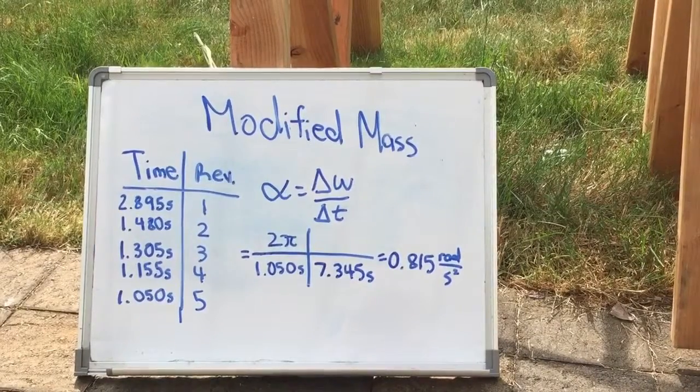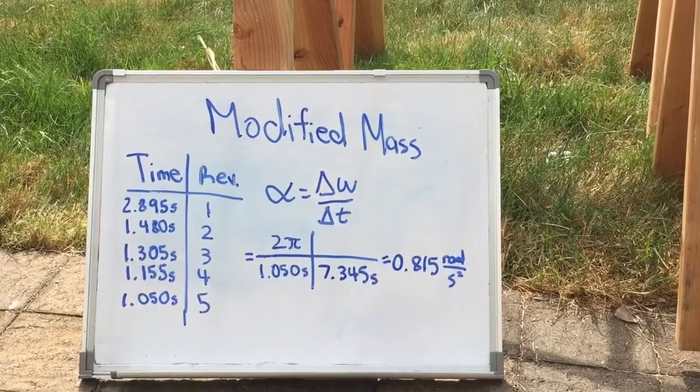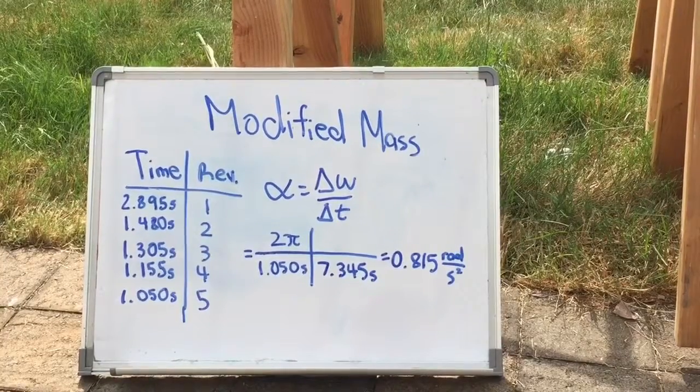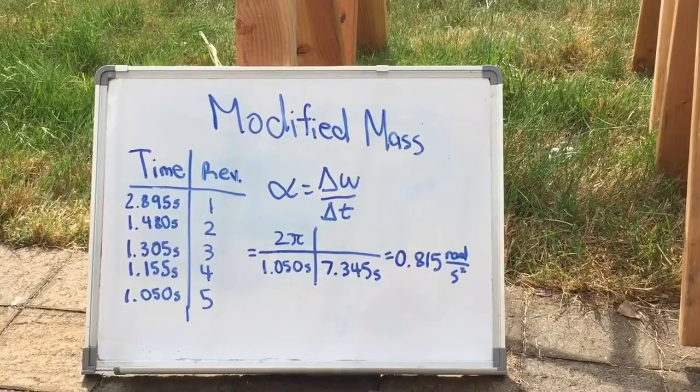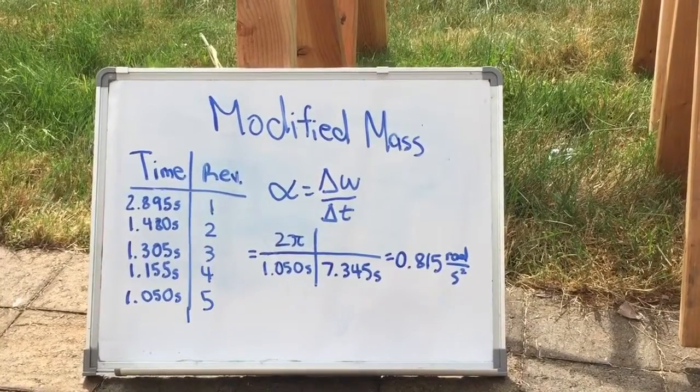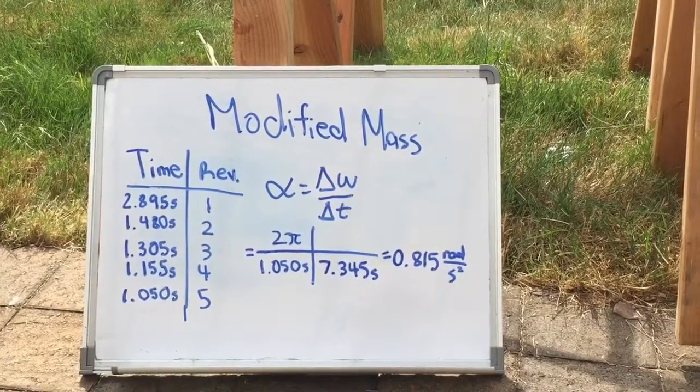These are the results of our experiment with two weights on the PVC pipes. We used the same angular acceleration equation as the previous one, and we calculated the angular acceleration to be 0.815 rads per second squared.